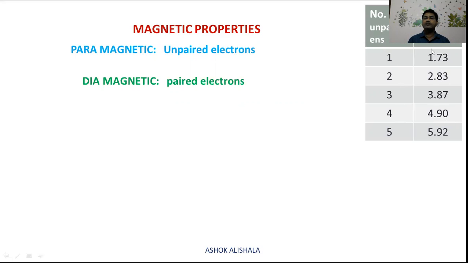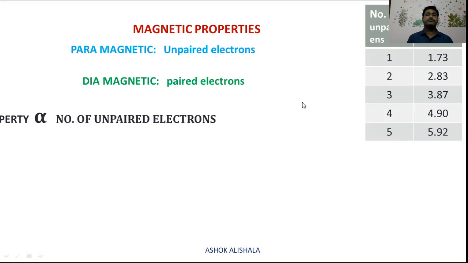This value also you can remember in a tricky way. If it is 1, it is 1 plus. If it is 2, 2 plus. 3, 3 plus. 4, 4 plus. 5, 5 plus. This means no need of remembering the magnetic moment also. If it is 1, just remember it is between 1 and 2. If it is 2, 2.83; 3, 3.87; 4, 4.90; 5, 5.92. Only 1.7, 2.8, 3.8, 4.9, 5.9. In this tricky way you can remember the magnetic moment also.